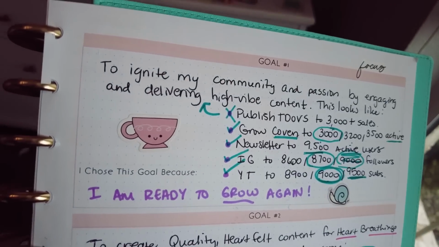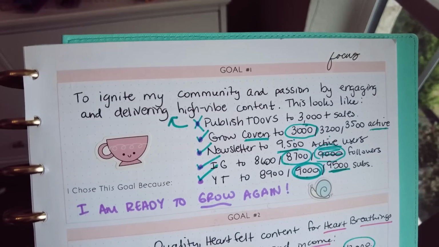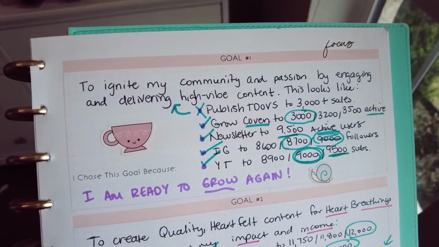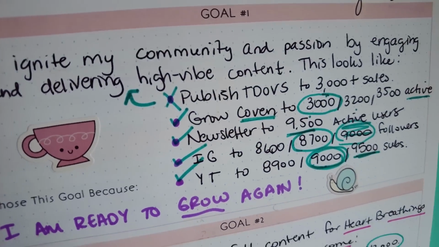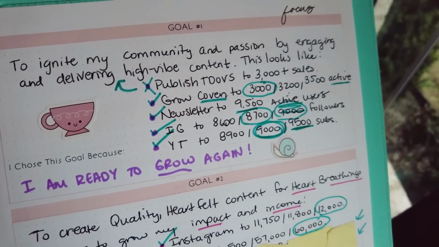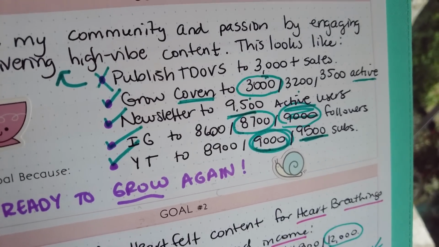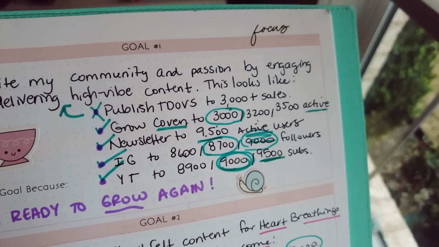Okay, quick look at my goals for Q4. Ignite my community and passion by engaging and delivering high vibe content. This looks like publish Disappearance of Vanessa Shaw. Boo. Did not happen, sadly. Move on, hopefully in Q2. Grow my coven, which is my Facebook group, to 3,000. So I got to that bottom number there.